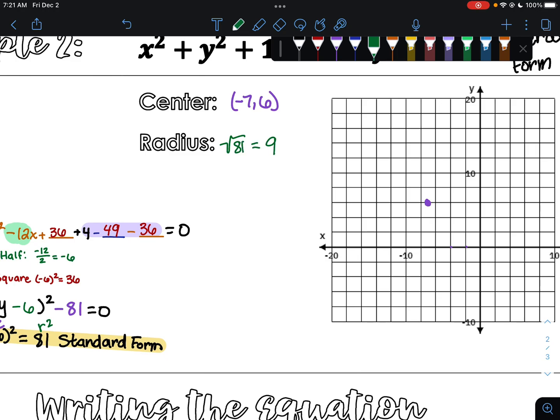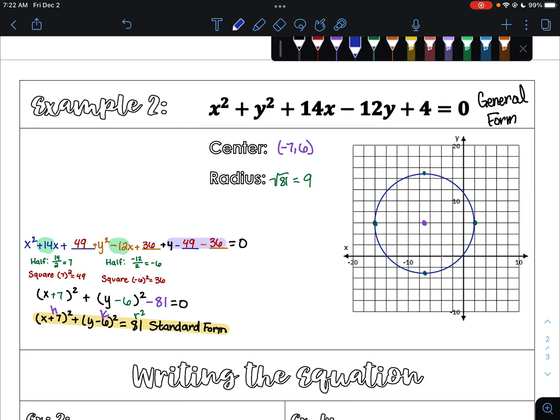So from my center, I'm going to go up 9. 2, 4, 6, 8, 9. And then down 9, 2, 4, 6, 8, 9. And then right 9, 2, 4, 6, 8, 9. And then to the right, or left and right 9. Okay? So then all I have to do is connect my dots in a circular motion. Boom. And that is it for identifying the center and the radius from an equation.